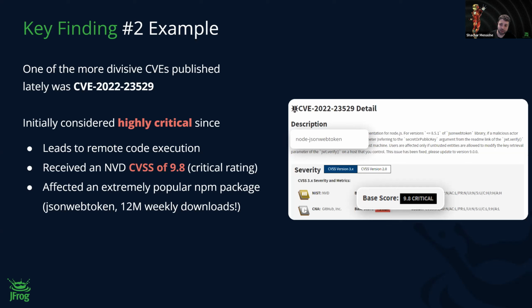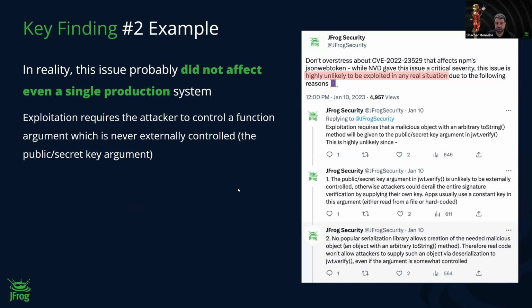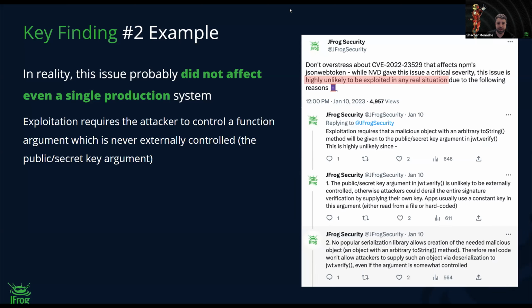And it was marked as a remote code execution vulnerability. So this seems very, very bad, right? There's a CVE, it has an almost perfect CVSS, and it's in a very popular component. So you might think this is something that you need to fix immediately. But actually, we were looking at this vulnerability, and we think that in reality, this issue probably didn't affect even a single production system.